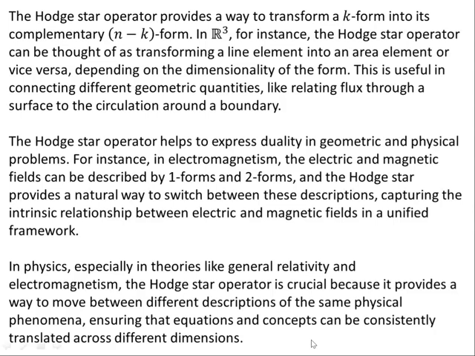For instance, in electromagnetism, the electric and magnetic fields can be described by one-forms and two-forms, and the Hodge star provides a natural way to switch between these descriptions, capturing the intrinsic relationship between electric and magnetic fields in a sort of unified framework. In physics, especially in theories like general relativity and electromagnetism, the Hodge star operator is crucial because it provides a way to move between different descriptions of the same physical phenomena, ensuring that equations and concepts can be consistently translated across different dimensions. So we need to have a look at how this works.